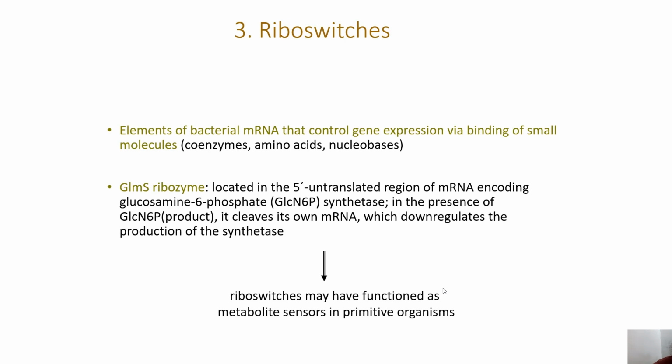Now, what are the elements of bacterial RNA that control gene expression by binding small molecules, ribozymes, or amino acids or nucleotides? Nucleobases. What is the GlmS ribozyme? Located in the 5' untranslated region of the mRNA encoding glucosamine-6-phosphate synthetase, in the presence of GlcN6P, it cleaves its own mRNA, which downregulates the production of the synthase.